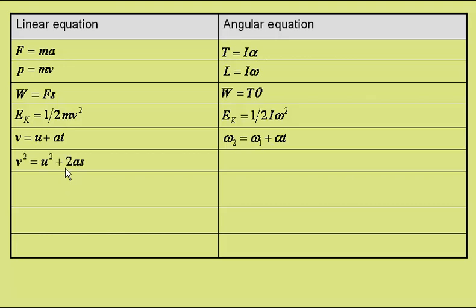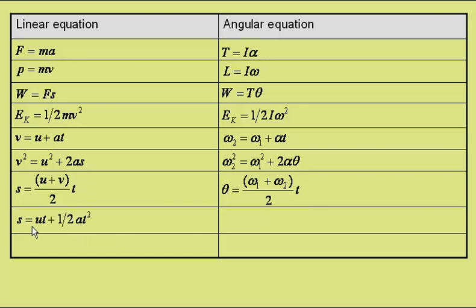The equation v squared equals u squared plus 2as has the equivalent form omega 2 squared is equal to omega 1 squared plus 2 alpha theta. s is equal to u plus v over 2 times t will become theta is equal to omega 1 plus omega 2 over 2 times t. s is equal to ut plus a half at squared becomes theta is equal to omega 1 t plus a half alpha t squared.